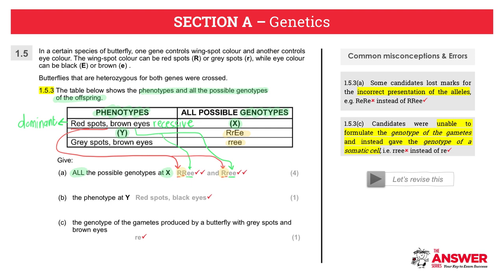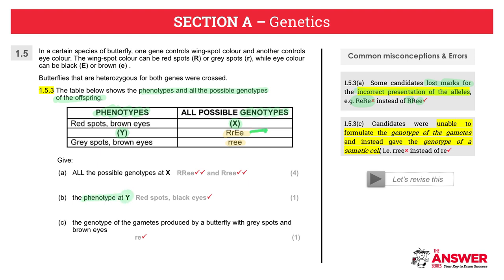The diagnostic report says that some candidates lost marks for the incorrect presentation of the alleles. They separated the gene alleles from one another, so they wrote R, E instead of keeping the genes together. So R's go together and E's go together. First you write the R's, then you write the E's. So stick to the annotation as provided in the question. And also learners need to note that they gave them the answer in terms of how to write it in the table, because the table shows them that they keep the R's and the E's together. Then question B says to give the phenotype at Y.